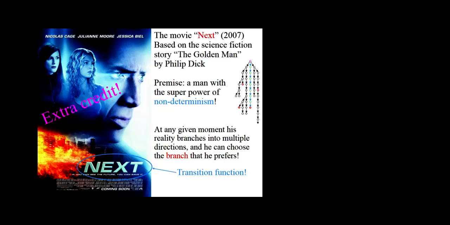Reality can bifurcate, and the one that wins he goes with, and he makes a lot of money gambling. Of course, he also has to be very careful so he doesn't win all the time, because otherwise the casino owners will become suspicious of him, and then he will have other kinds of troubles. Anyway, the movie title Next refers to a transition function, next state.